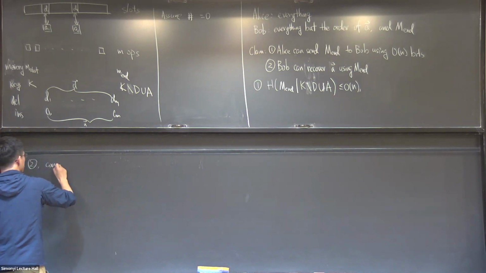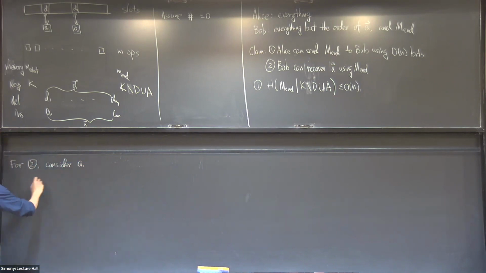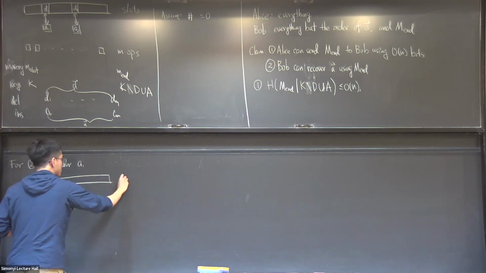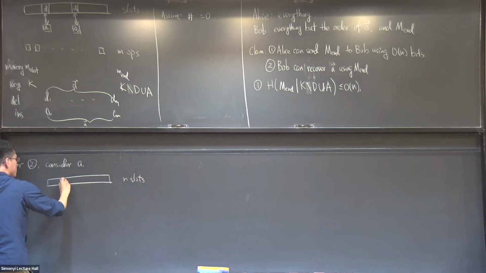Consider A1. Okay, let's think about in general what the algorithm can do for the first meta operation. So you have those n slots. And then D1 is deleted here. And then we insert A1.